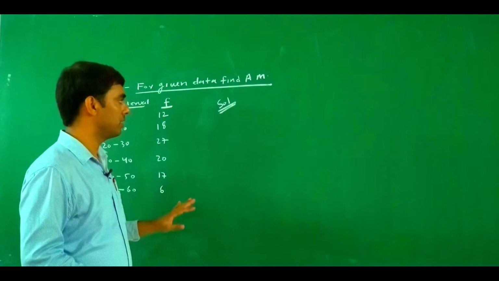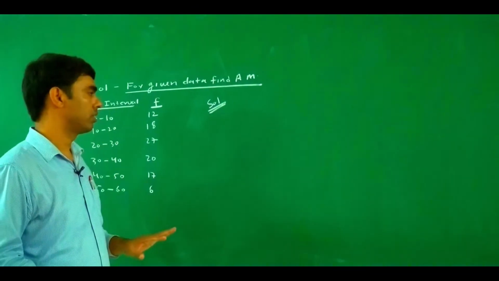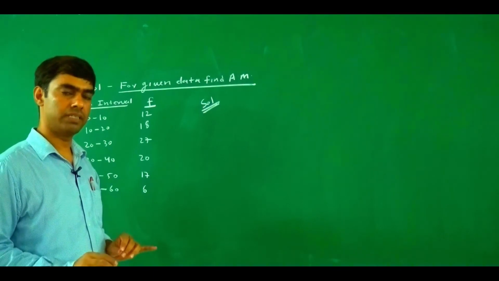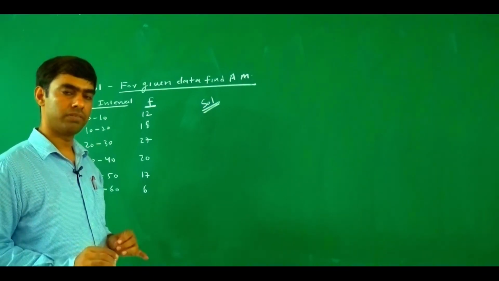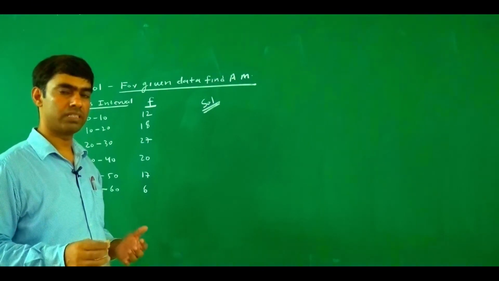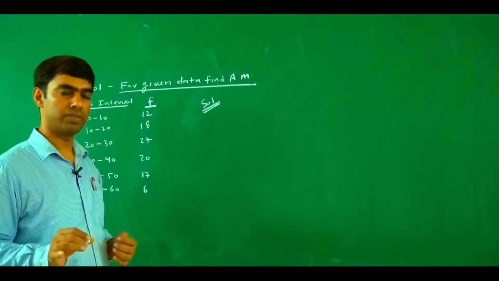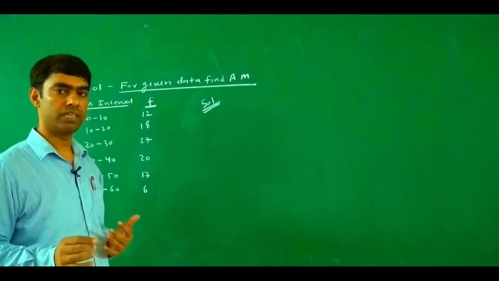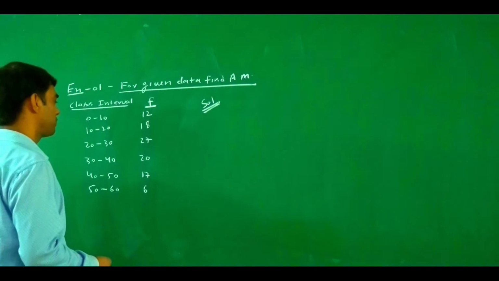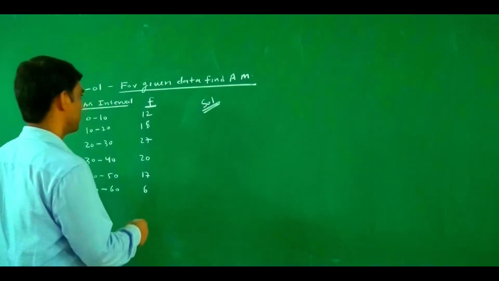Here we solve this one by all three methods. First, we find summation fi xi divided by capital N. Second, we take di equal xi minus a, then we find the arithmetic mean. Then di equal xi minus a upon h, then we find the arithmetic mean. So how do we find this?